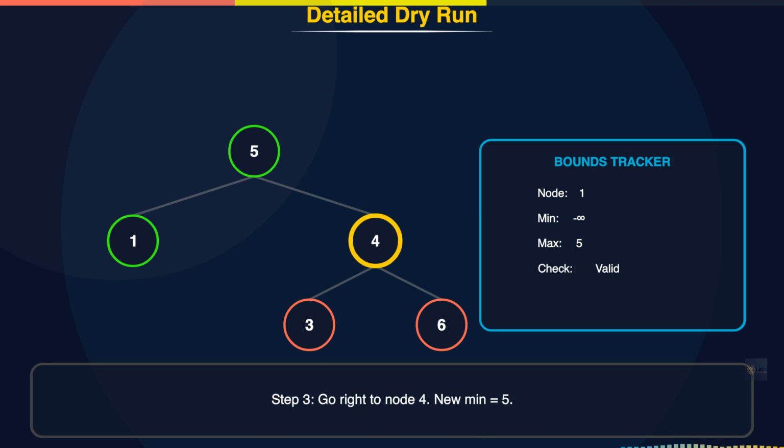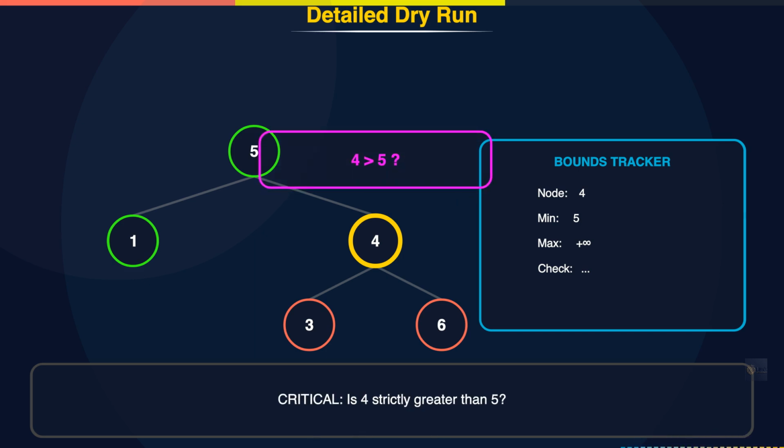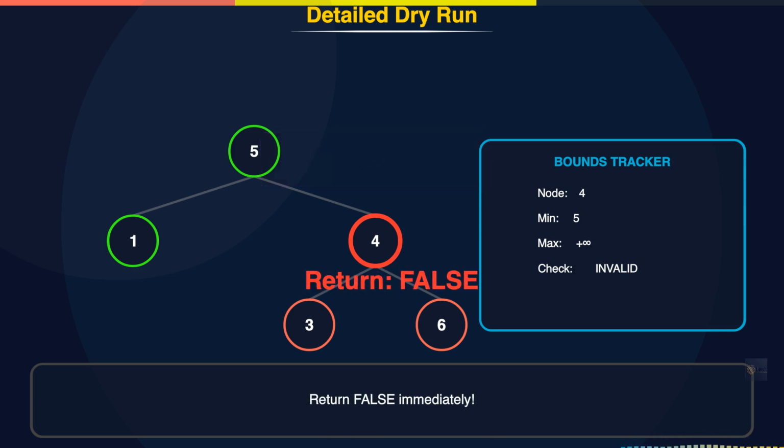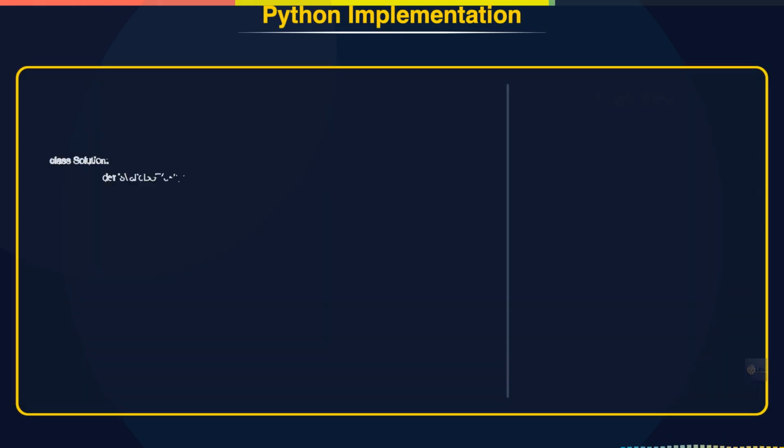Now we come back and go right to node 4. Bounds, min is 5 and max is +infinity. The critical question, is 4 strictly greater than 5? No. 4 is less than 5. 4 violates the minimum bound. We immediately return false. The tree is not a valid BST. The answer is false. Now let us look at the Python code.